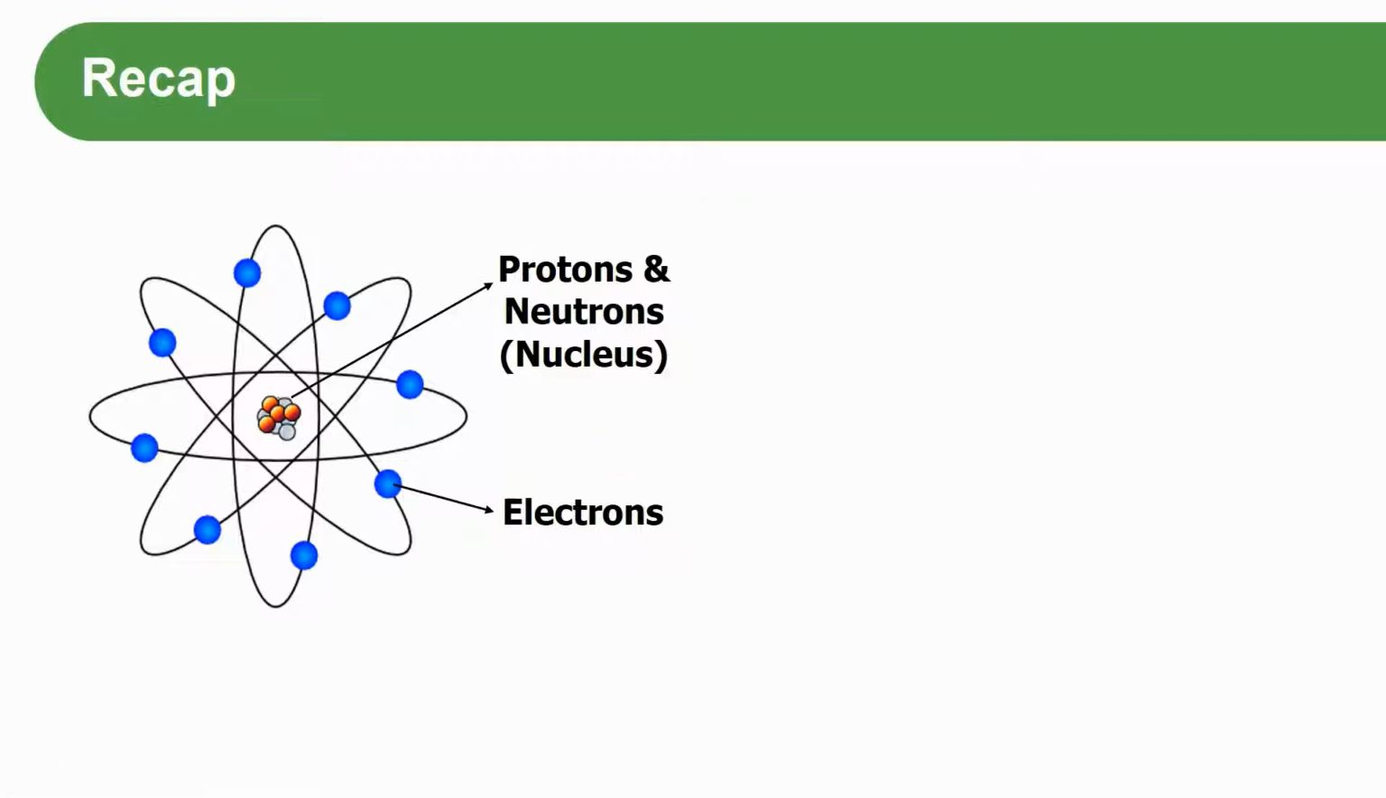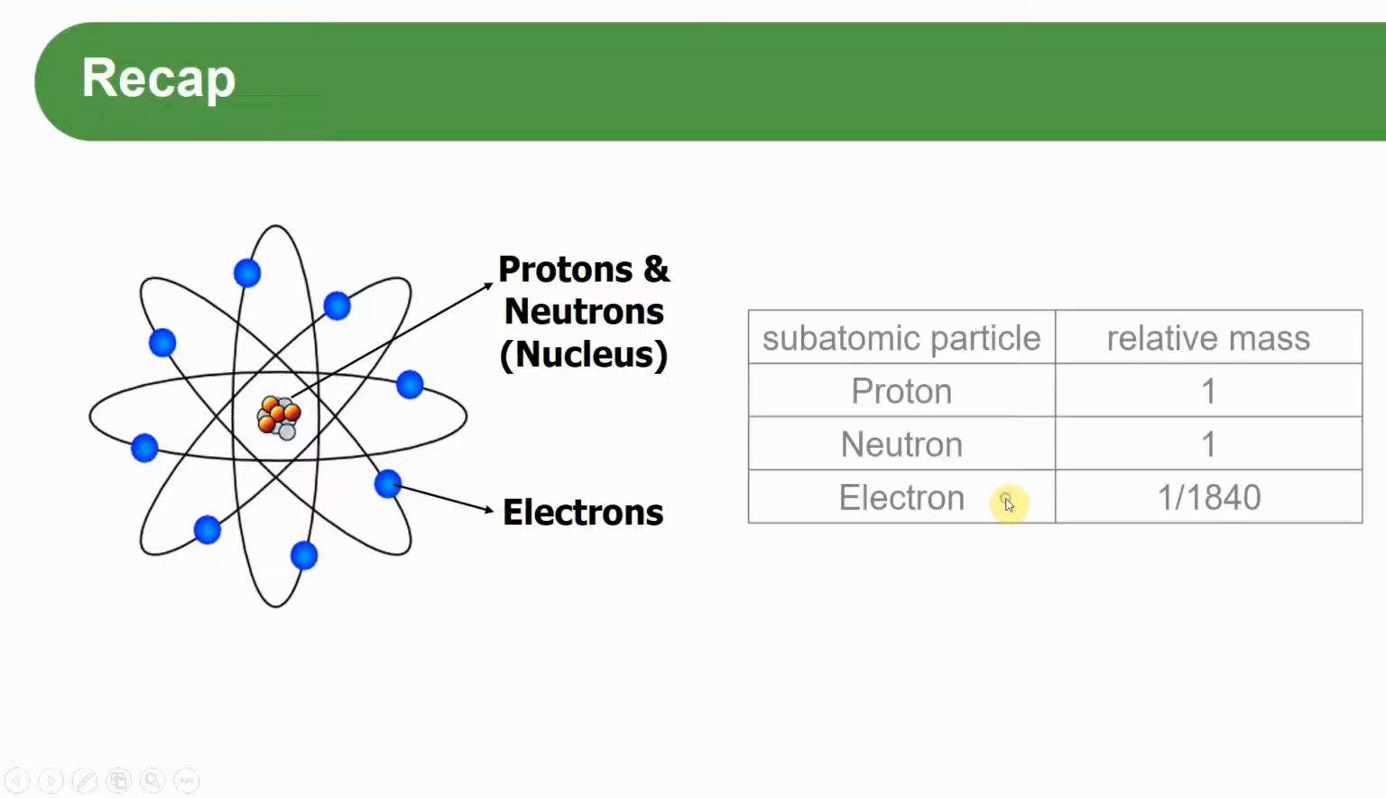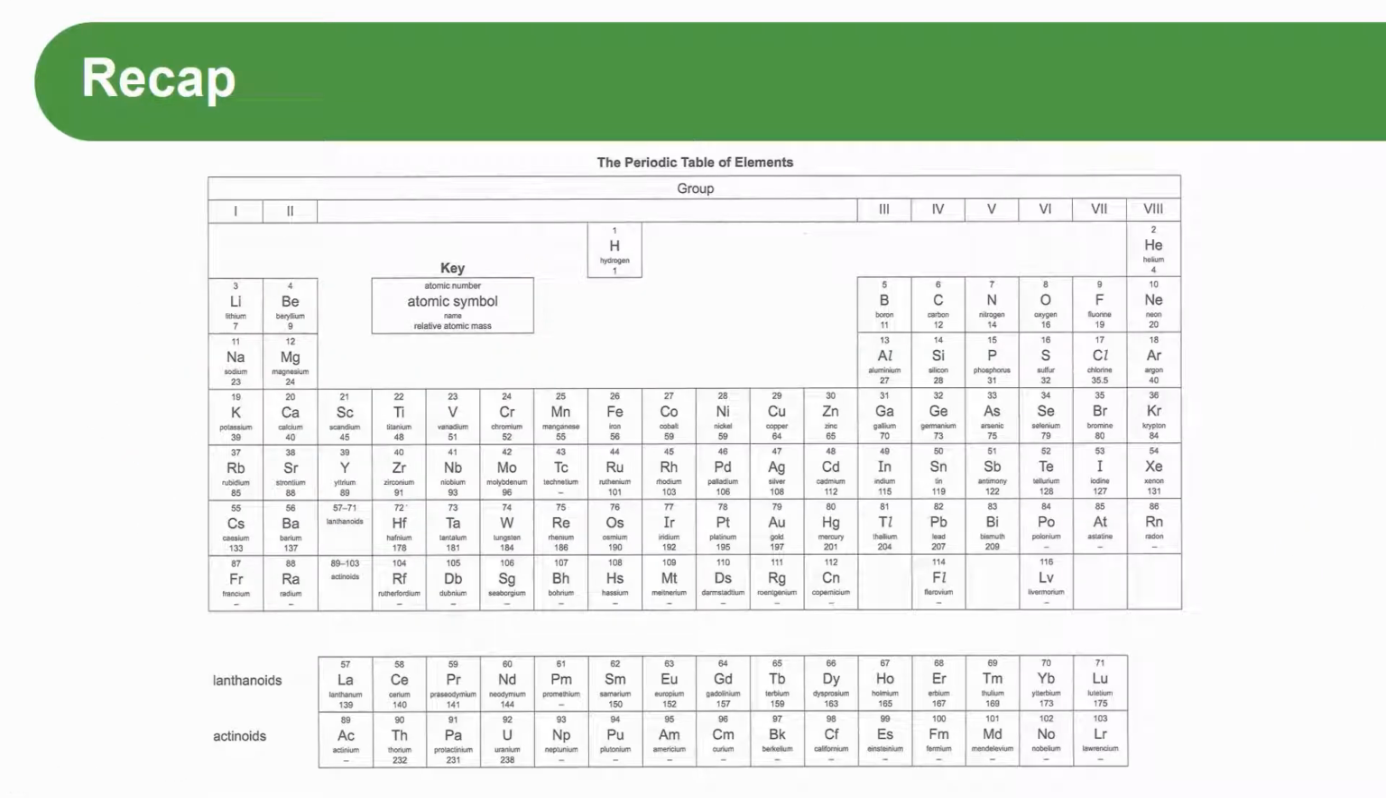As a recap, let's look at the structure of an atom. An atom consists of protons, neutrons, and electrons. And the mass of proton is 1, neutron is 1, and for electron is 1 over 1840, which is close to 0. As we can see from the periodic table, the smaller number above the element represents the proton number, and the larger number represents the mass number, or sometimes we call it the nucleon number.